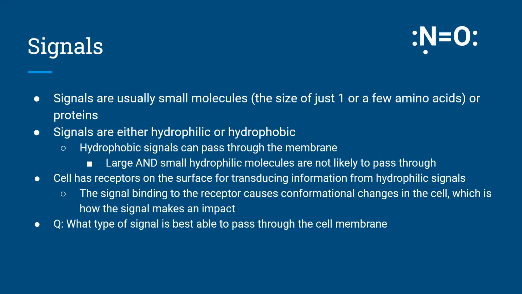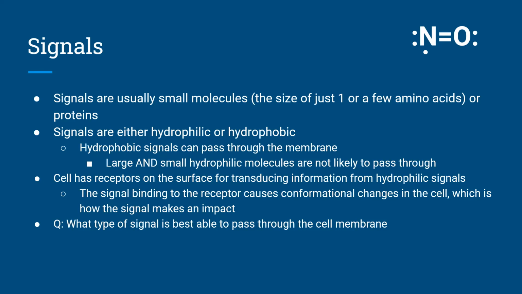And then there are also proteins, which are larger. Those won't be counted as small, but those can be signals too. Signals are either hydrophilic or hydrophobic. Hydrophobic signals can pass through the membrane because of the phospholipid bilayer. The middle is hydrophobic, while the outside layer is hydrophilic. Large and small hydrophilic molecules are not likely to pass through the membrane. I'm sure there are some situations where they can, but for the purposes of this class and in general, they probably can't pass through the bilayer, regardless of their size.